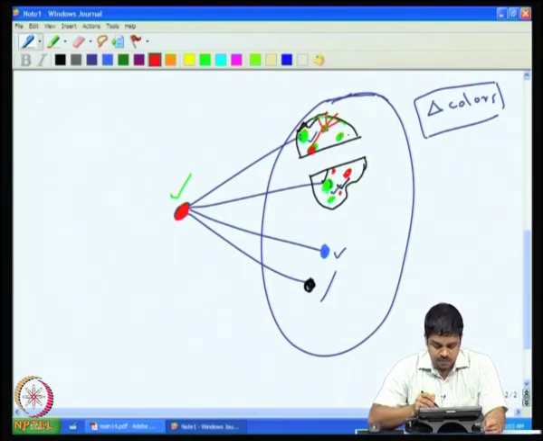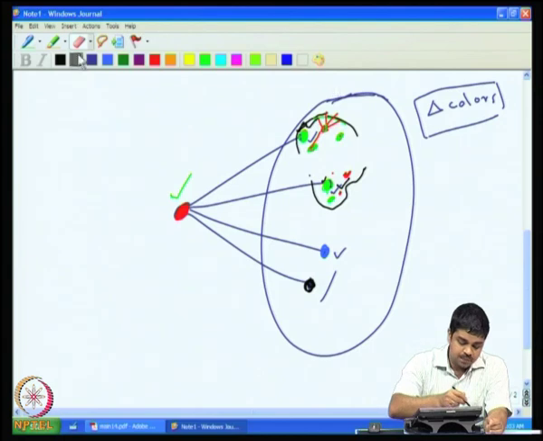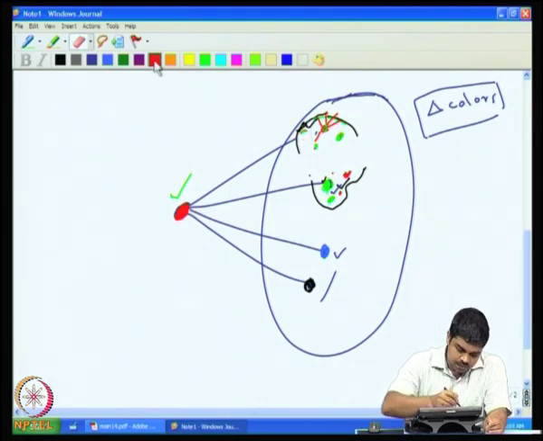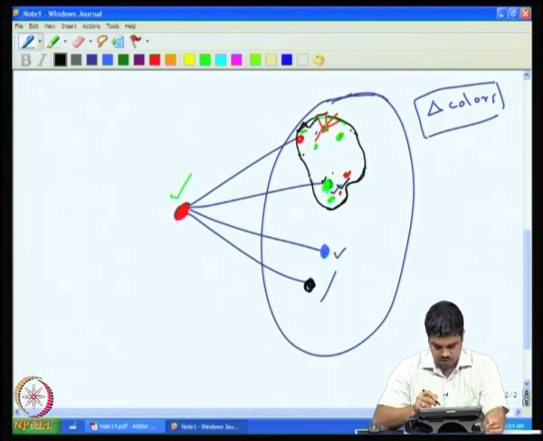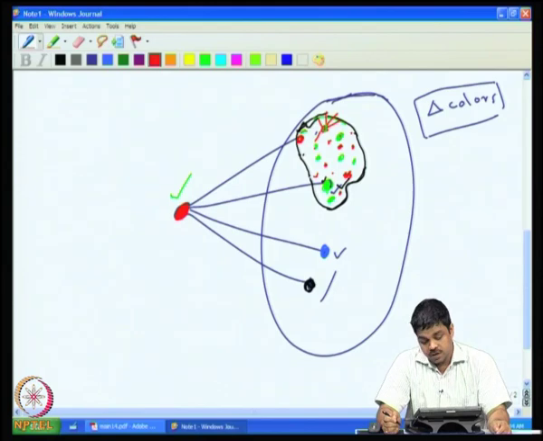So what can we infer? This will not happen. So we can infer that if you look at the induced subgraph due to the red and green vertices, our two neighbors, namely the red neighbor and the green neighbor, should come in the same connected component. It's not possible for them to be in two different connected components.